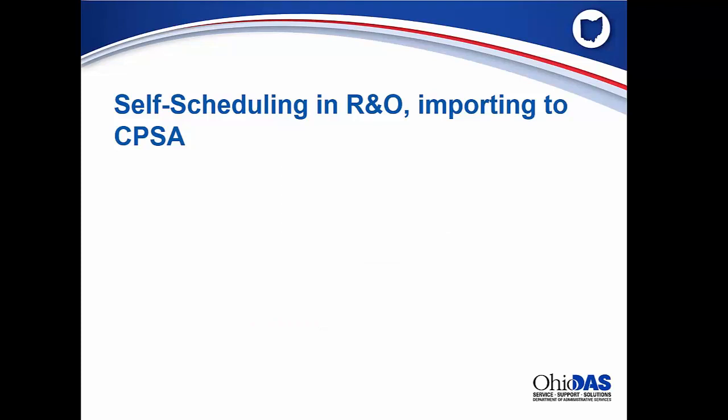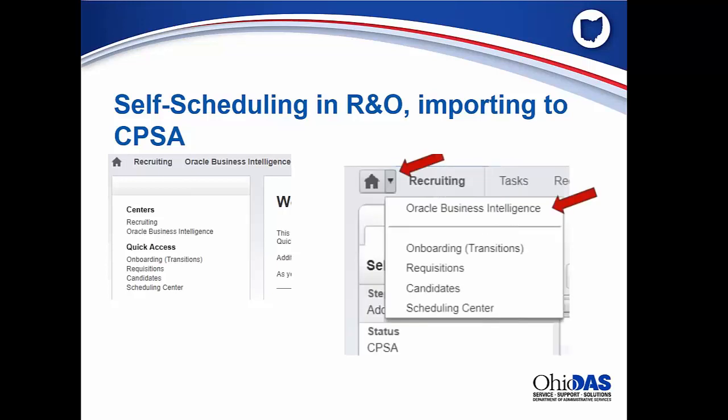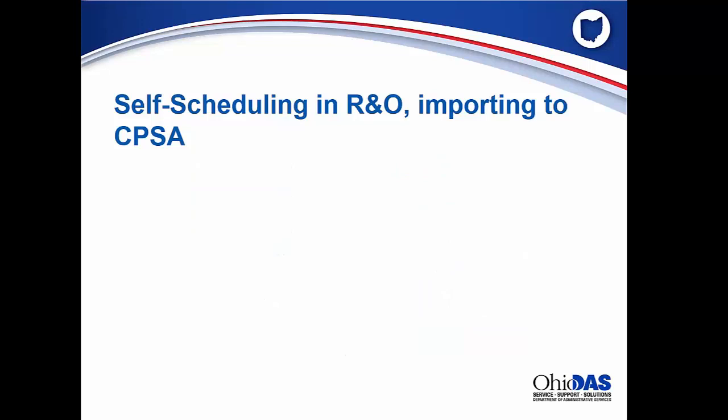Now, at this point, maybe some type of time window has transpired, or you've given them enough time, or the time to self-schedule is up, and you're ready to put their self-scheduled dates and times on a spreadsheet for a proctor and eventually get that information into CPSA. So if you're just logging in, you can click on Oracle Business Intelligence on the left-hand side of Recruit and Onboard. Or if you're already in recruiting, you would just go to the Home button and select Oracle Business Intelligence. In either case, you're selecting that Oracle Business Intelligence.